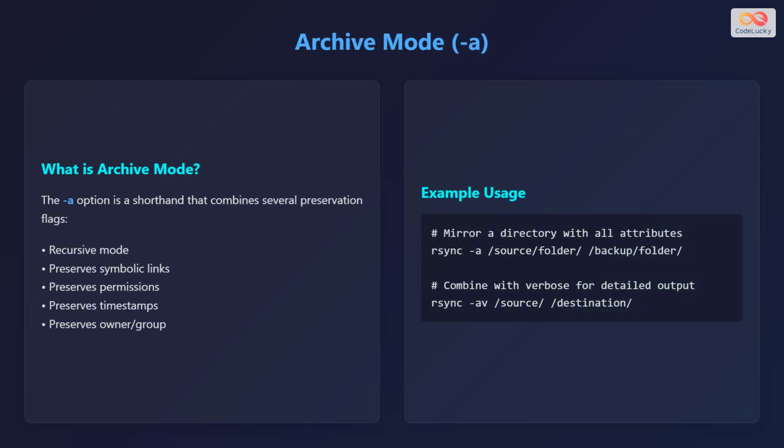Let's take a closer look at the Archive Mode option, represented by -a. The -a option is a shorthand that combines several preservation flags. It includes recursive mode, preserves symbolic links, preserves permissions, preserves timestamps, and preserves owner and group information. Here are a couple of usage examples. To mirror a directory with all its attributes, use rsync -a /source/folder/ /backup/folder/. To combine archive mode with verbose output for detailed information during the transfer, use rsync -av /source/ /destination/.